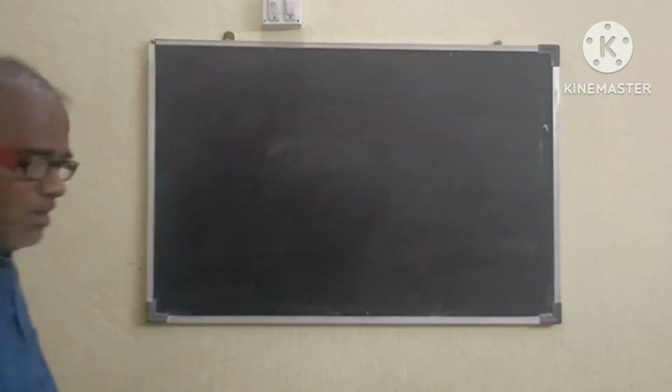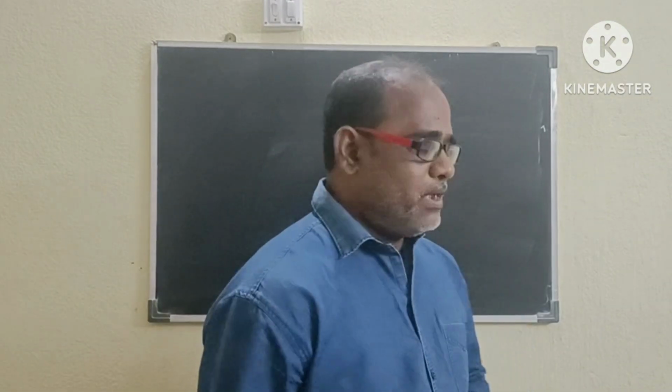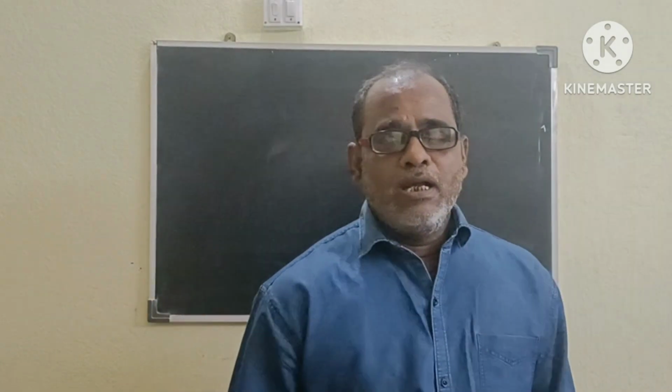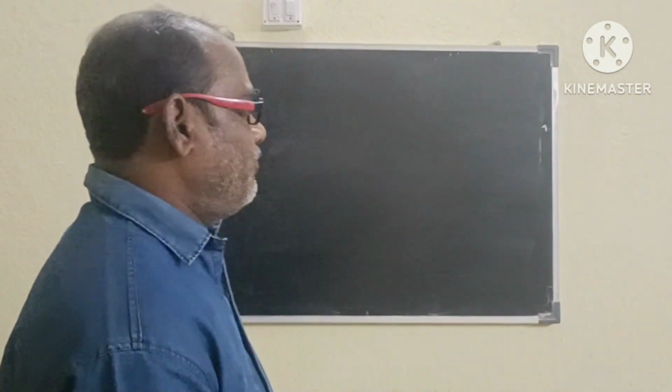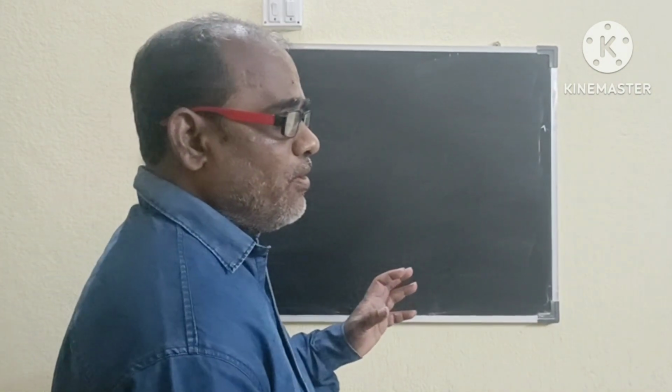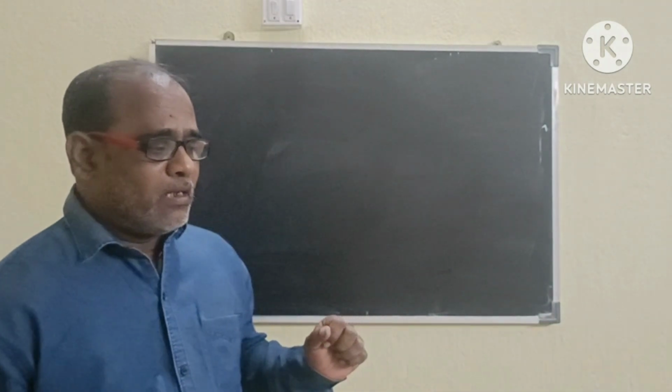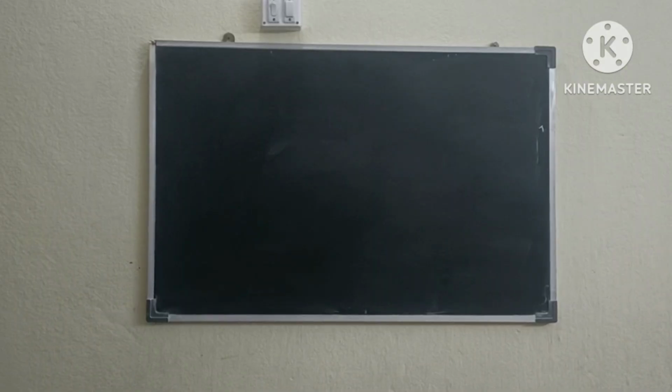So we are going to use a PN junction diode as a rectifier. Actually, there are two types of rectifier. PN junction diode can be used as a half wave rectifier and a full wave rectifier. One is half wave rectifier, another is full wave rectifier.